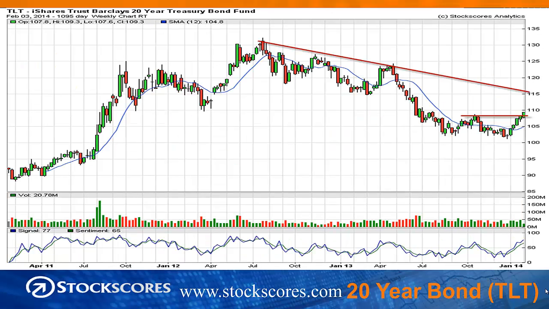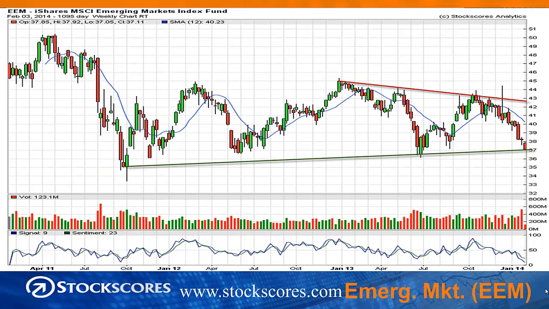Treasuries, flight to safety, going up, breaking through some resistance. That's a positive for people that want to buy mortgages, companies that want to borrow money, that sort of thing, because as the bond market goes up, interest rates go down.